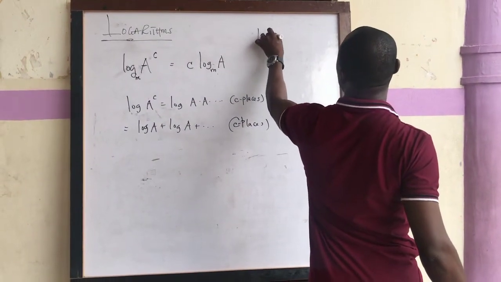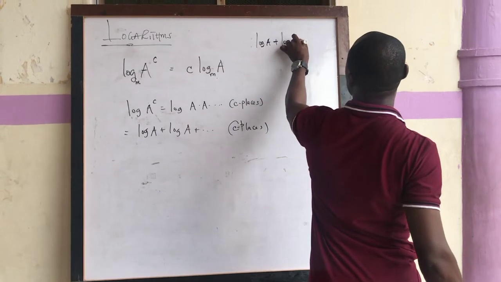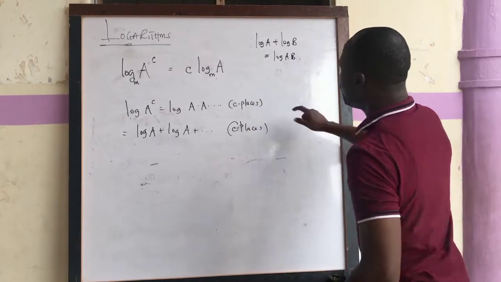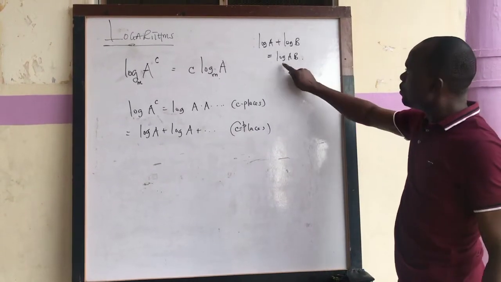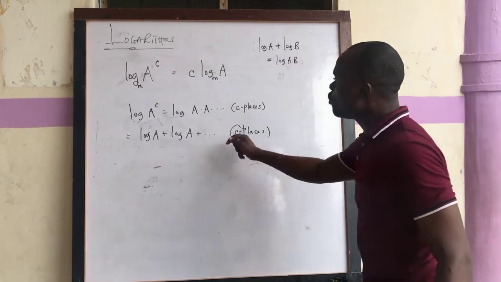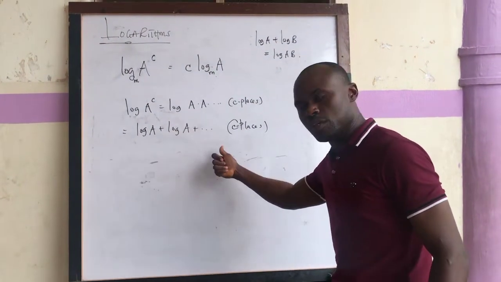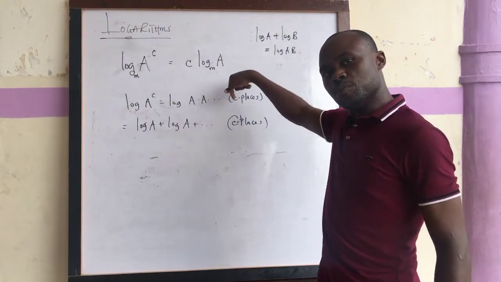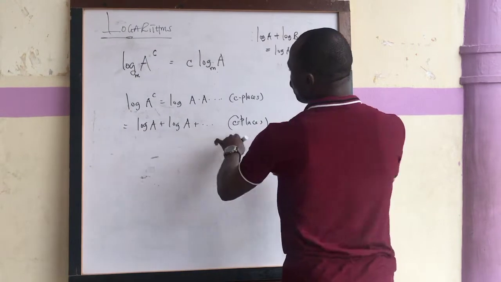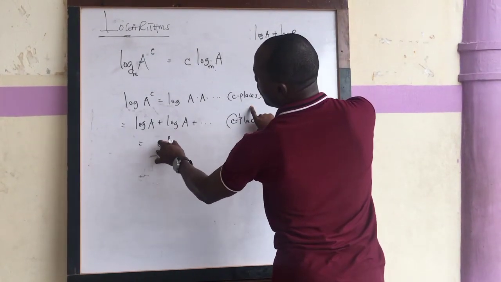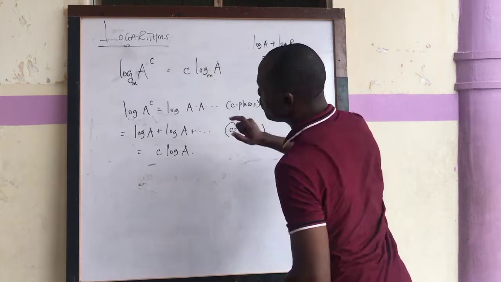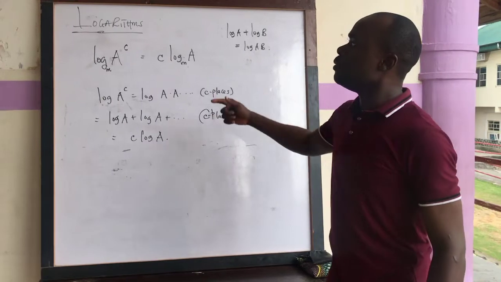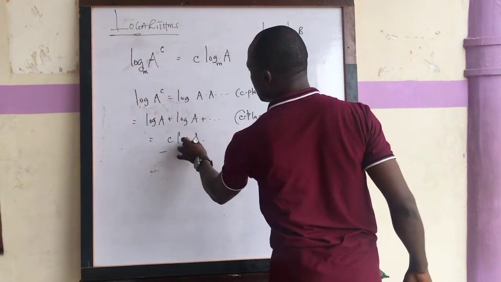By the first law of logarithm, we agree that log a plus log b is simply log ab. We agree on this. Also the reverse: log of a times b is log a plus log b. So log a plus log a plus log a is going to give us the log of the multiple of the argument, and this is going to add up to give you c number of log a. So that is how we view the proof of that. Very simple and very direct proof. So we know that this is going to give us the same thing.